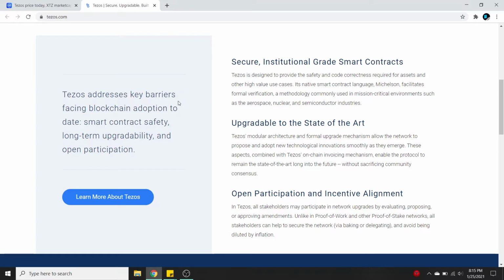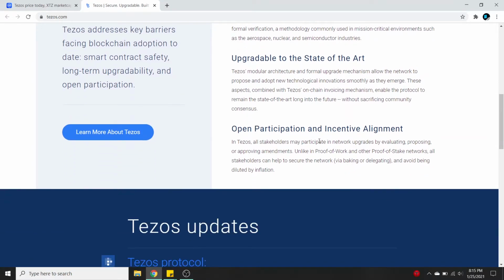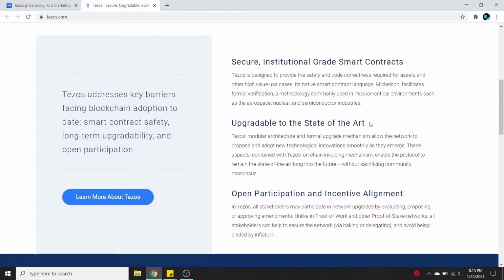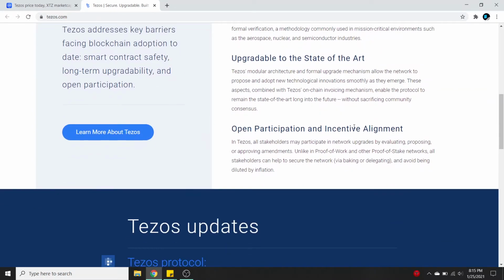All right. Upgradable to the state-of-the-art. Tezos's modular architecture and formal upgrade mechanism allow the network to propose and adopt new technological innovations smoothly as they emerge. These aspects, combined with Tezos' on-chain invoicing mechanism, enable the protocol to remain the state-of-the-art long into the future without sacrificing community consensus. Wow, this is a lot of reading. I don't want to read all this, to be honest with you guys. I'm really not going to, but that's a lot of wording for one portion of the page. Holy cow.